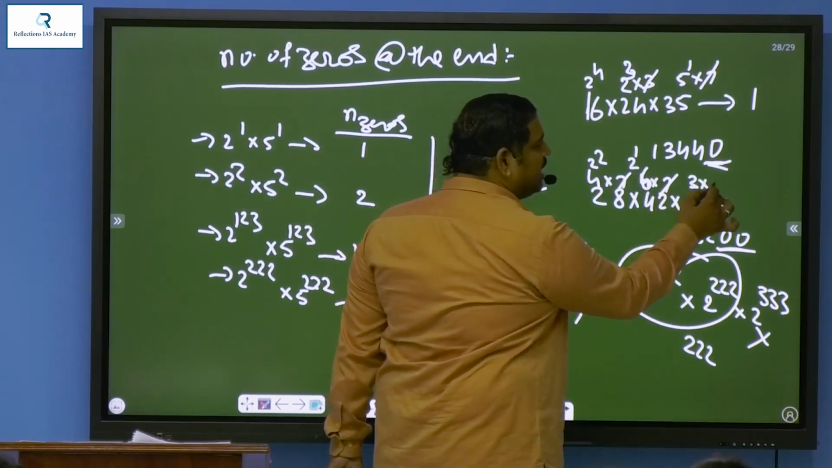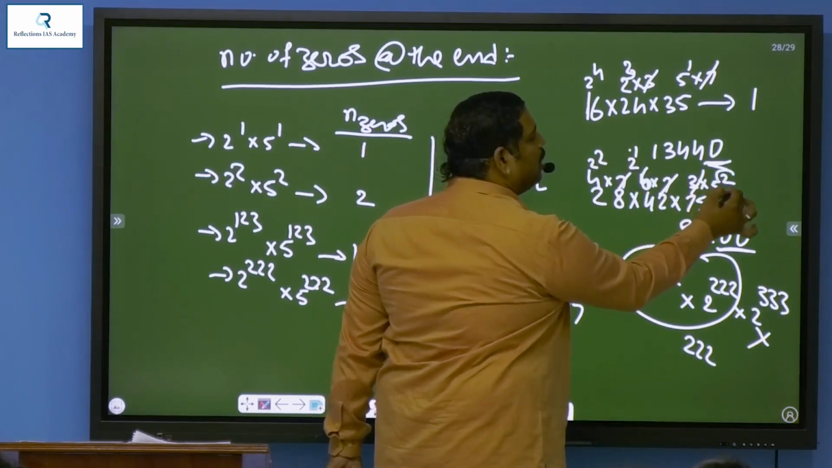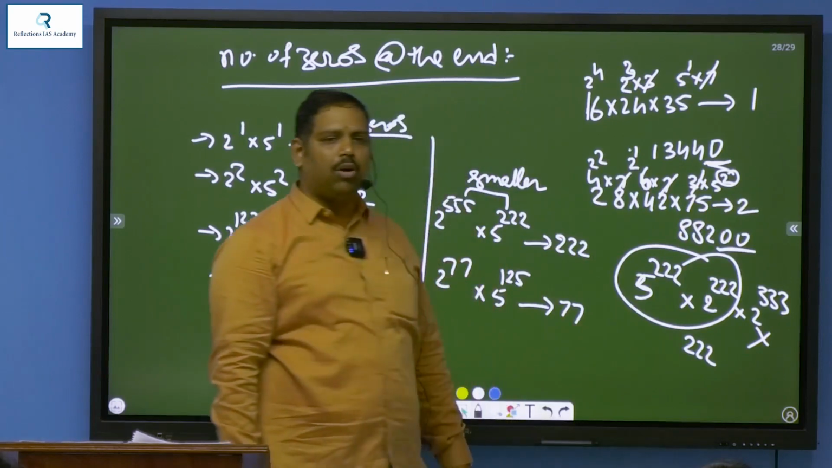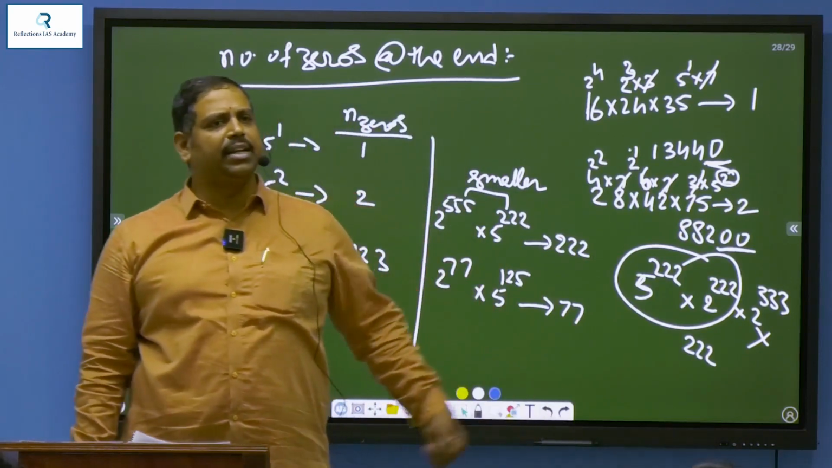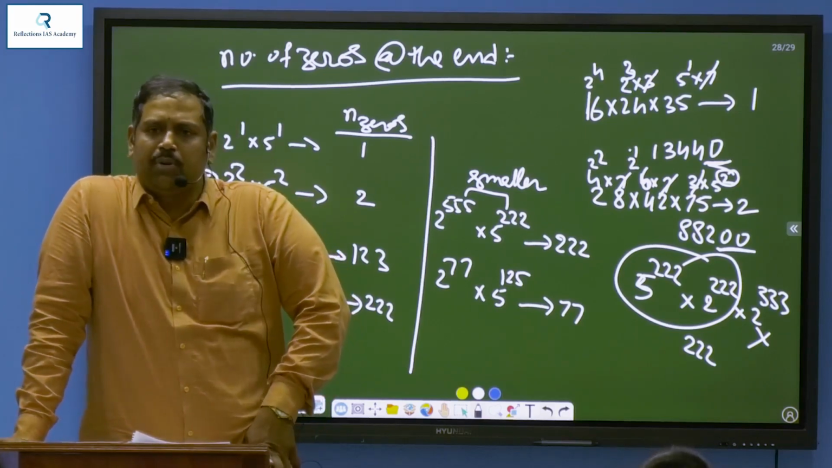75 means 3 into 5 square. Yes or no? 3 is useless. So 2 power is 3, 5 power is only 2. Number of zeros means only 2. Got it? No need of calculators. Directly we can say this. These are the three models that we have in highest power on number of zeros.